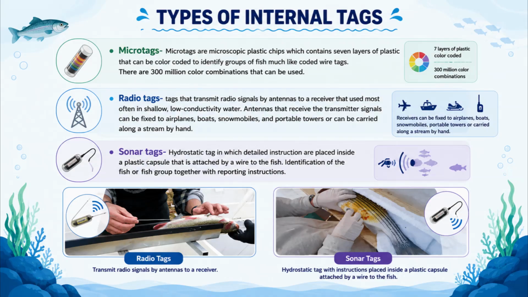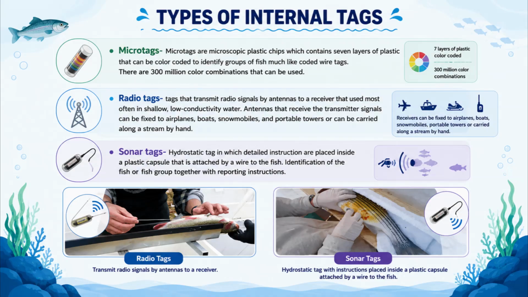Radio tags transmit radio signals through antennas to a receiver. These systems are most effective in shallow and low-conductivity water environments. The receiving antennas can be mounted on airplanes, boats, snowmobiles, portable towers, or even carried manually along streams and rivers. Radio tagging is highly useful for studying fish movement, migration patterns, and habitat behavior in real time.